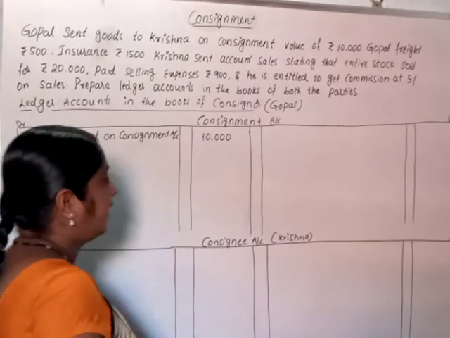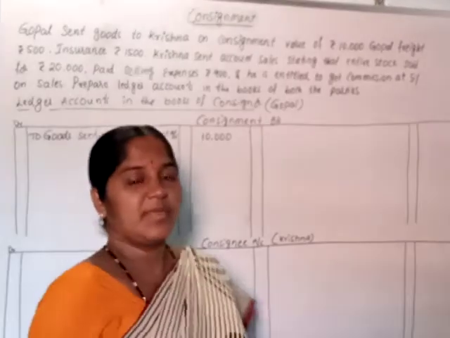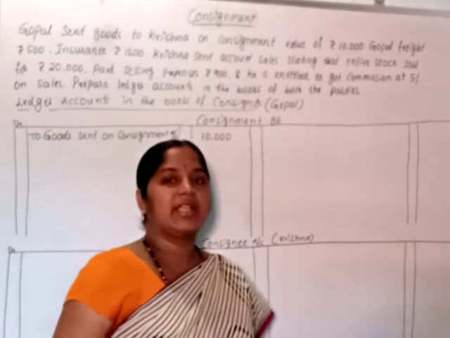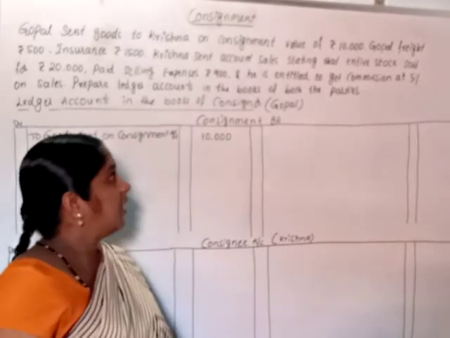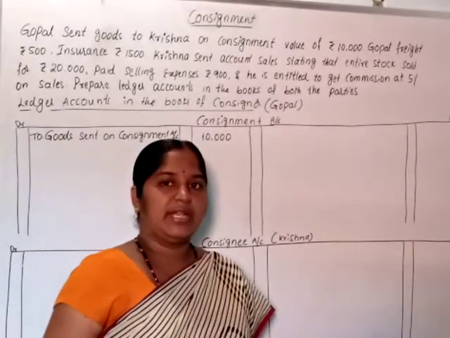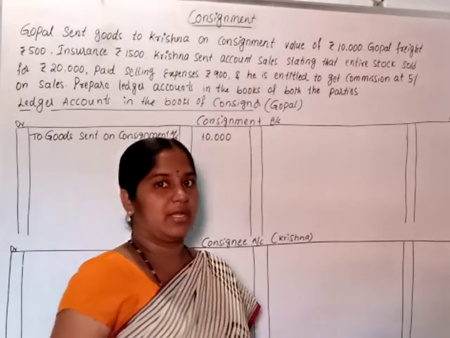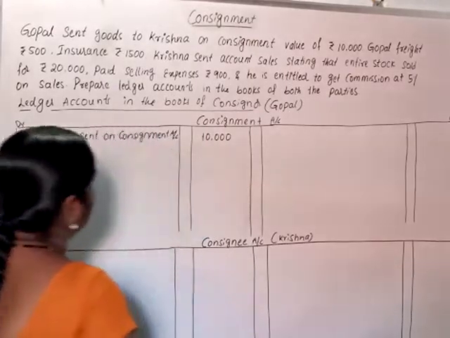And the second entry is for the expenditure of the consignor. The entry is: consignment account debit to cash or bank account. Consignment account is debited, no?